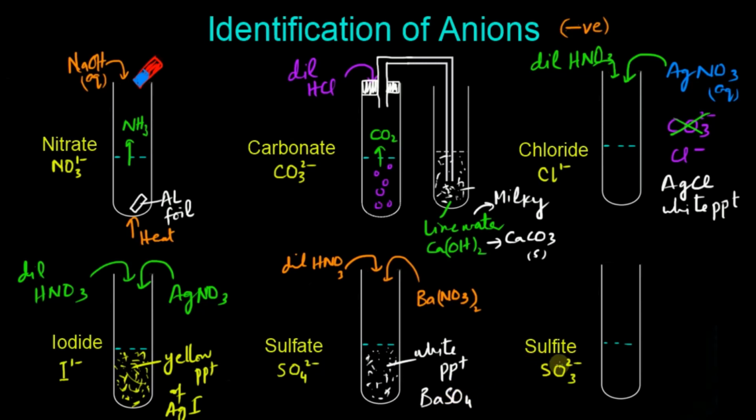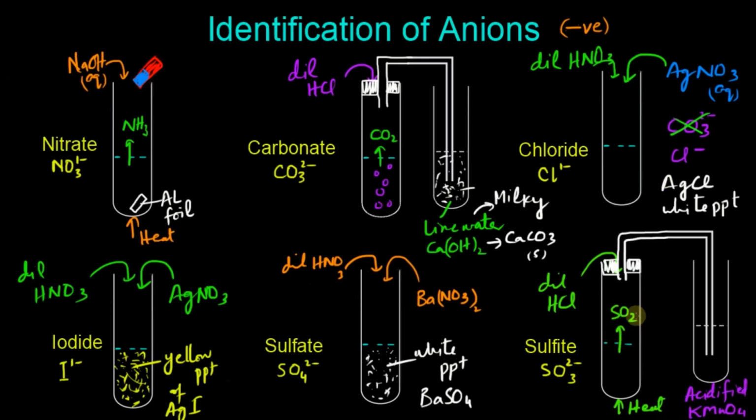So the last one is the sulfite ion. How is it identified? First of all, you will add dilute acid HCl to the solution, and then we will heat this solution. When we heat this solution with HCl, the gas released is SO2 gas. This gas is passed through a solution of potassium permanganate. Let's see how it is done.